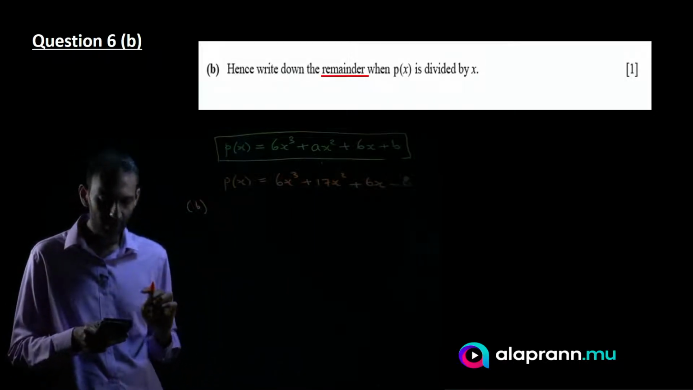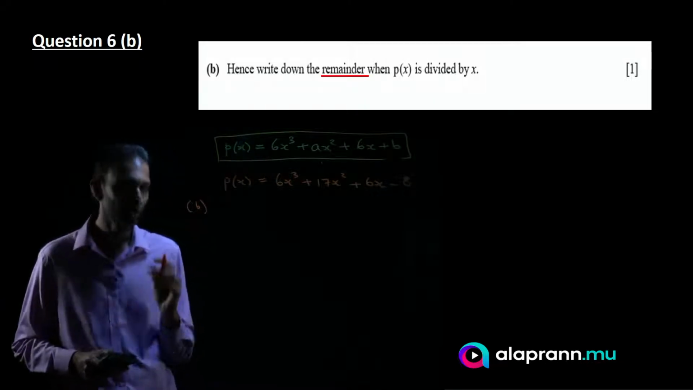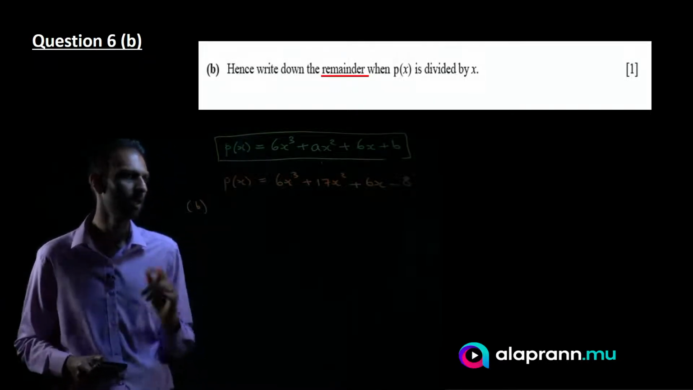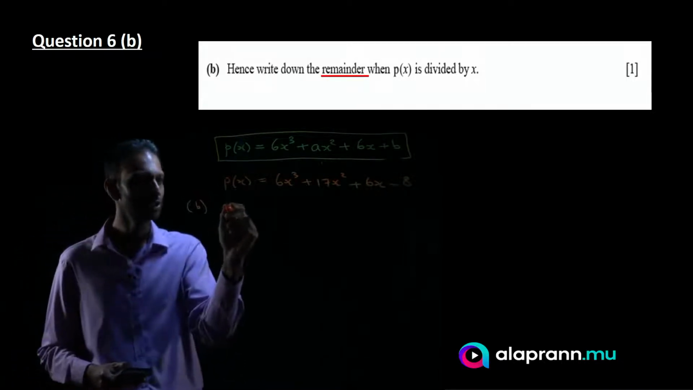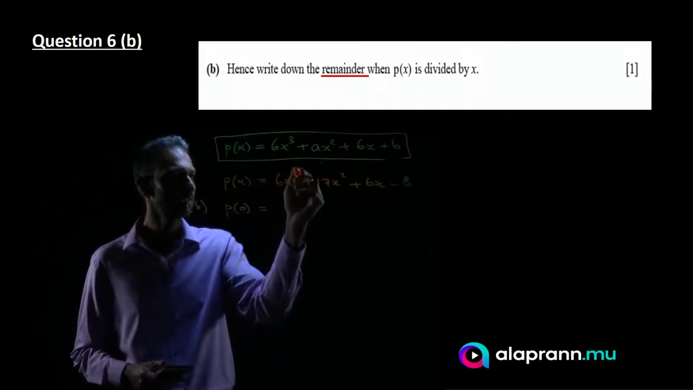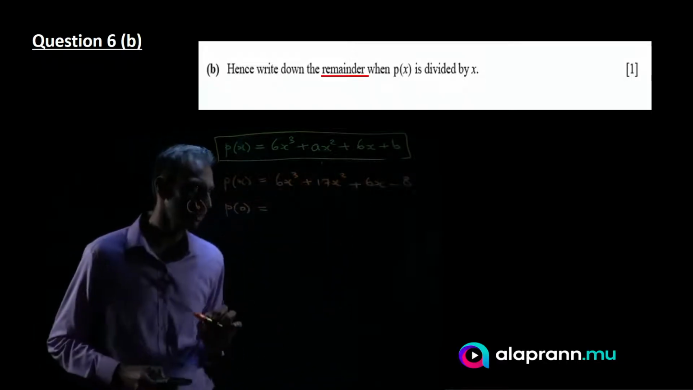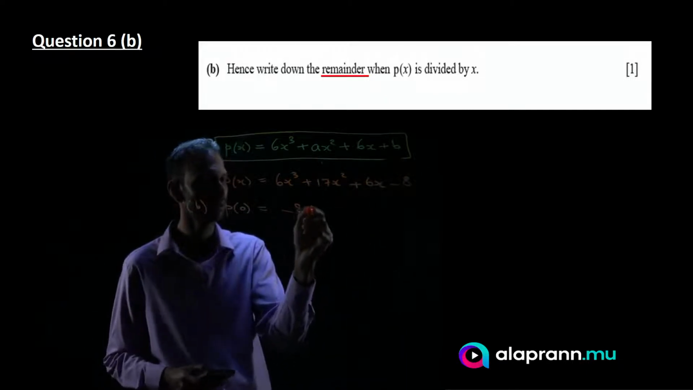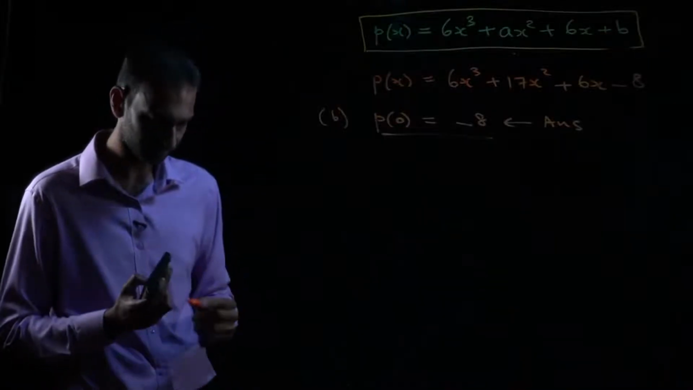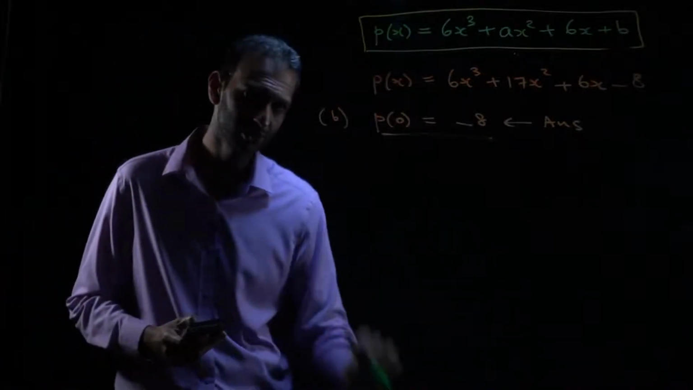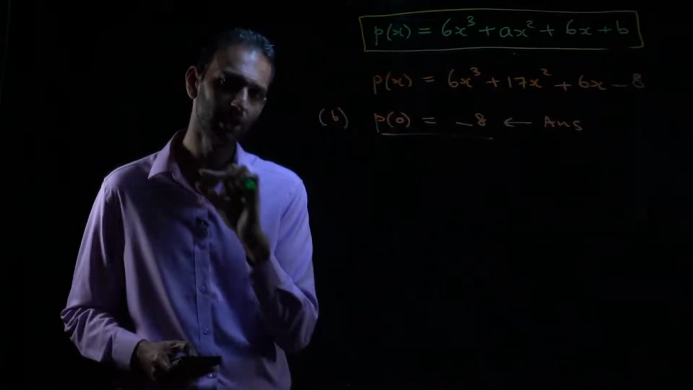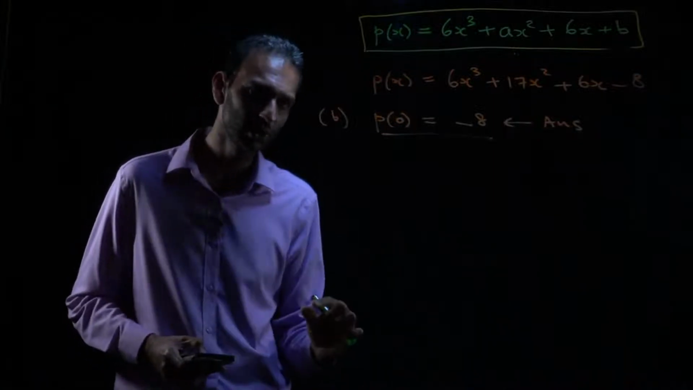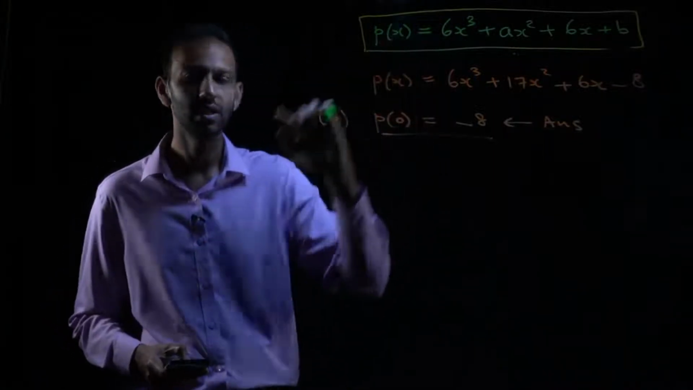Second part of the problem: hence, write down the remainder when p(x) is divided by x. Write down means straightforward, no calculation. When it is divided by x, it means it is divided by x minus 0. So we just replace x with 0 here. The 6x cubed would cancel out, the 17x squared would cancel out, the 6x would cancel out, and I'm left with minus 8. So that's the solution for C. I repeat, for the solution for C, p(x) is divided by x, which means that it is divided by x minus 0. We just substitute 0 in the polynomial.